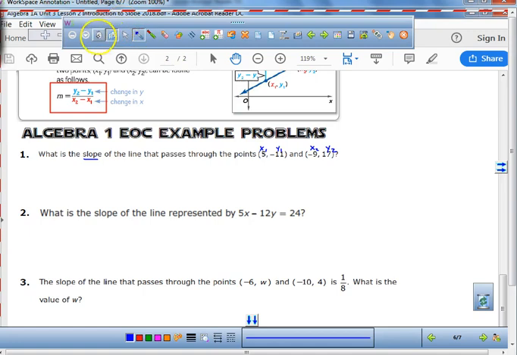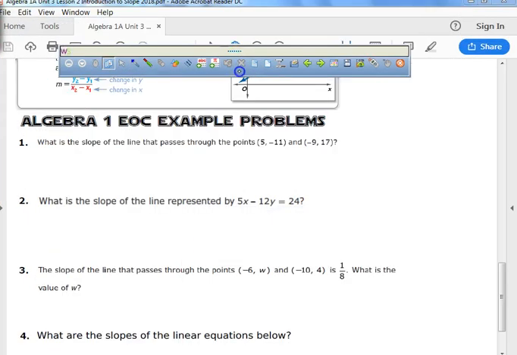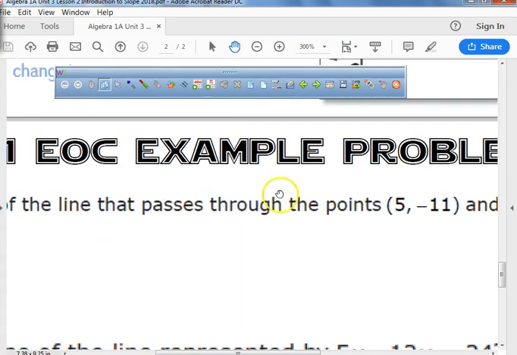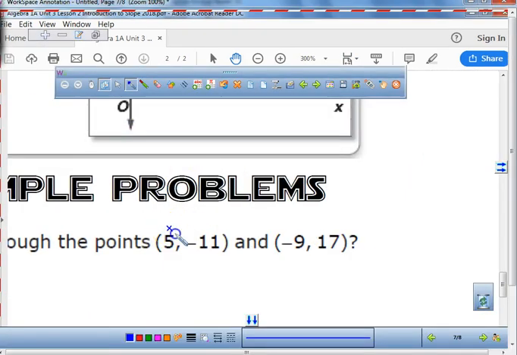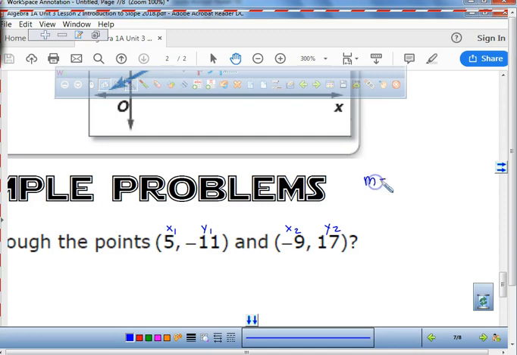Now I'm going to go ahead and zoom in so you can see it a little bit better. For those of you who are falling asleep, hopefully you'll wake up and you'll write this down. And you'll label them. Here's x1 and y1 and x2 and y2. I'm going to write the slope formula: y2 minus y1 over x2 minus x1. Means changing y over changing x.